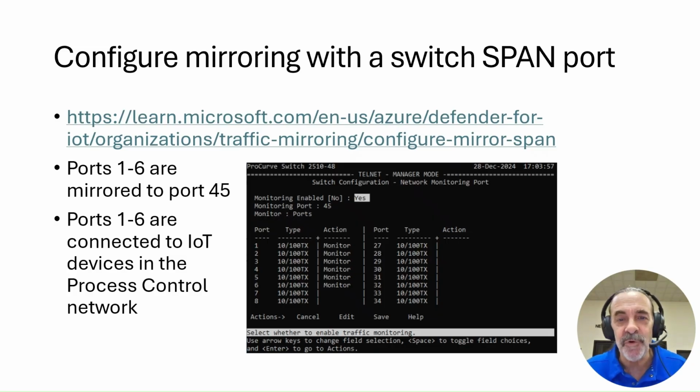Here's that view of the switch port that I mentioned. This is an HP switch, the management application reached through telnet to the switches. In this case, I see ports 1, 2, 3, 4, 5, 6. They say monitor, and then monitoring enables yes to port 45. So ports 1 through 6, which our OT devices are connected to, are being mirrored on port 45, and we connect the span port of our sensor to port 45, thereby listening to everything happening on these other 6 ports where the OT devices are.